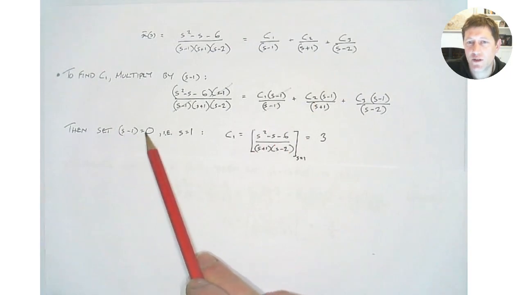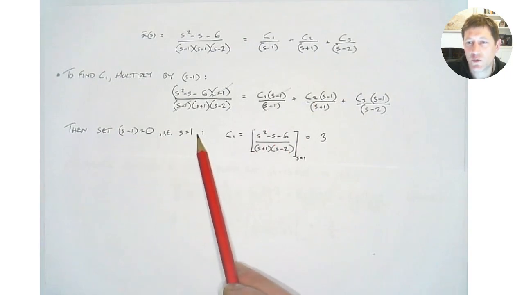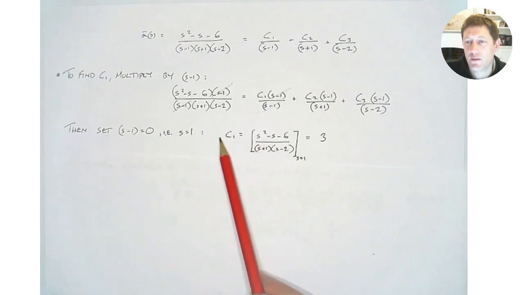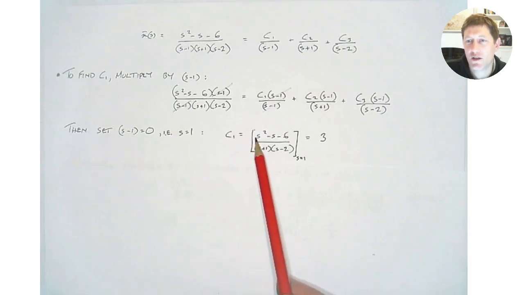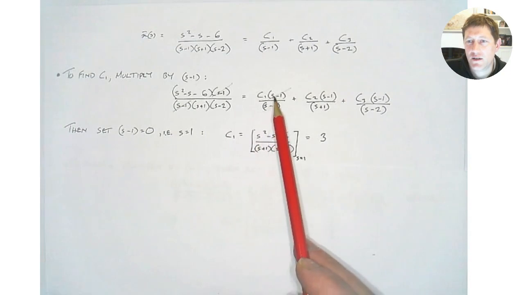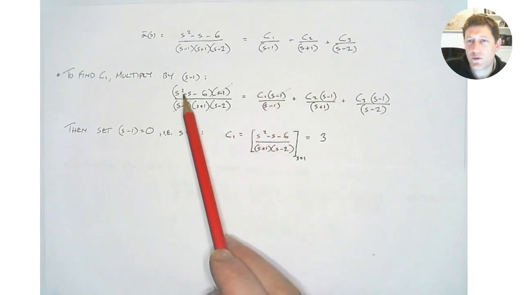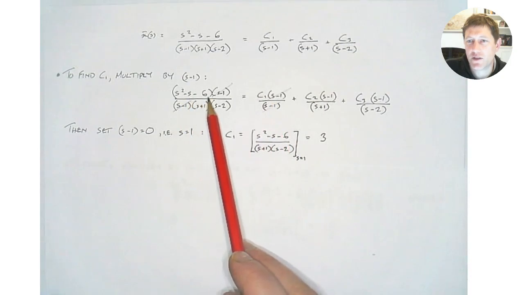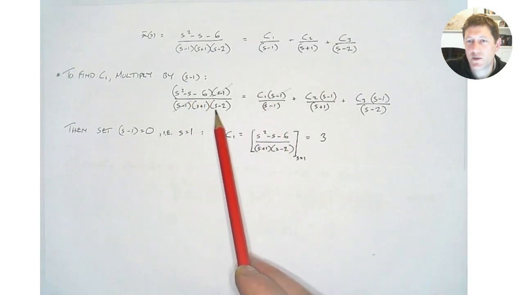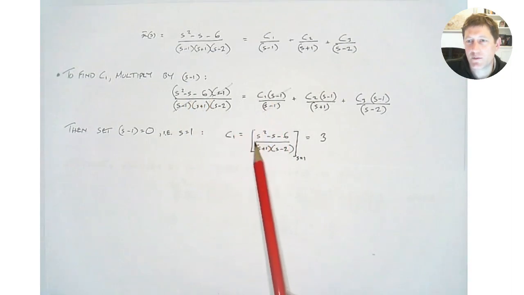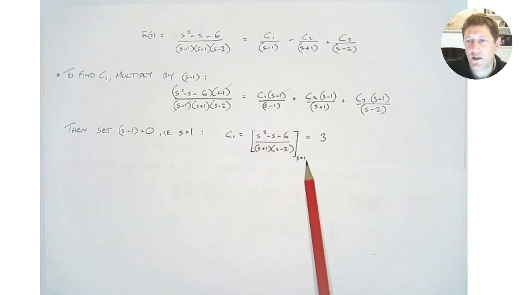If s minus 1 is equal to 0, that means s is equal to 1. We plug that into the equation, and then we're left with C1 equals s squared minus s minus 6 divided by s plus 1 multiplied by s minus 2, evaluated at s equals 1. Okay, that's straightforward here.